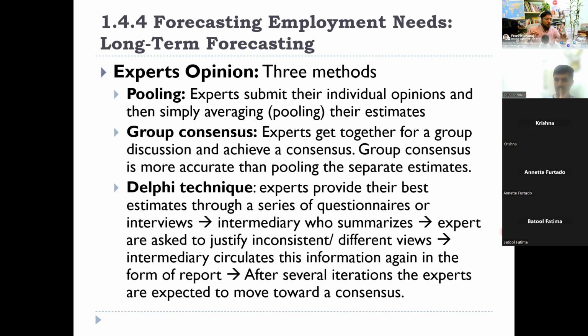Then we move to the group consensus, recognizing the limitations of the pooling method. In a pooling method, you are pooling from here and there, but it's not agreed upon. That's why group consensus is better than the previous one. So the investment banking firm adopts a group consensus approach to enhance the accuracy of workforce forecasting. The key stakeholders, including experts from various departments and divisional heads, participate in group discussions.